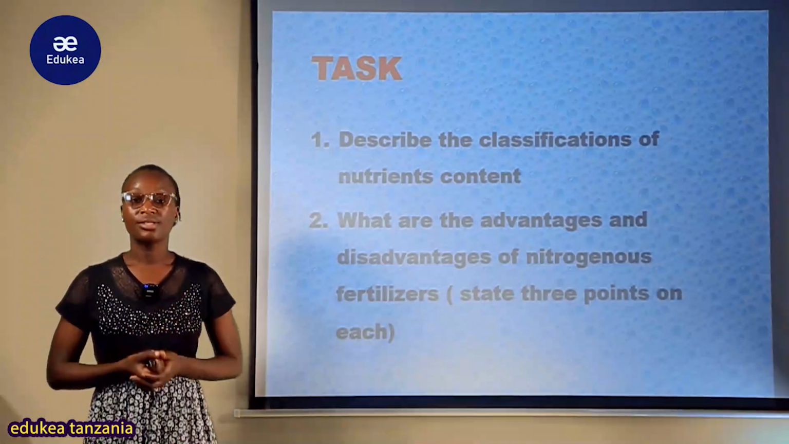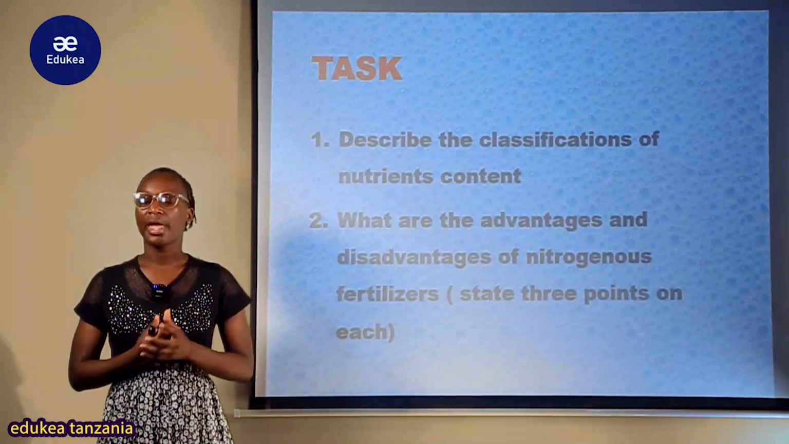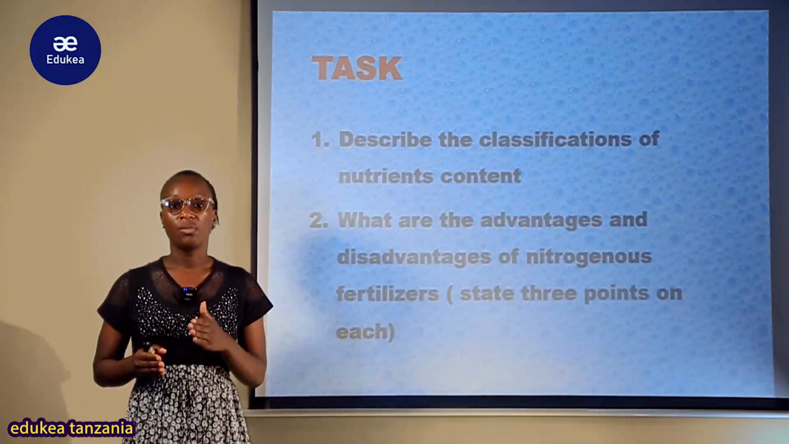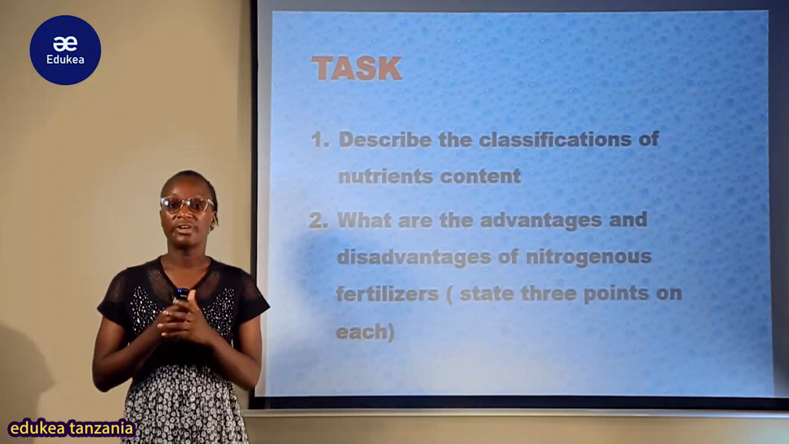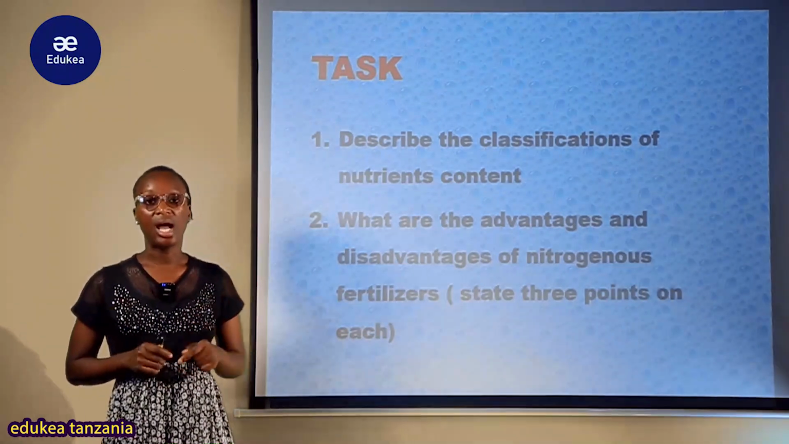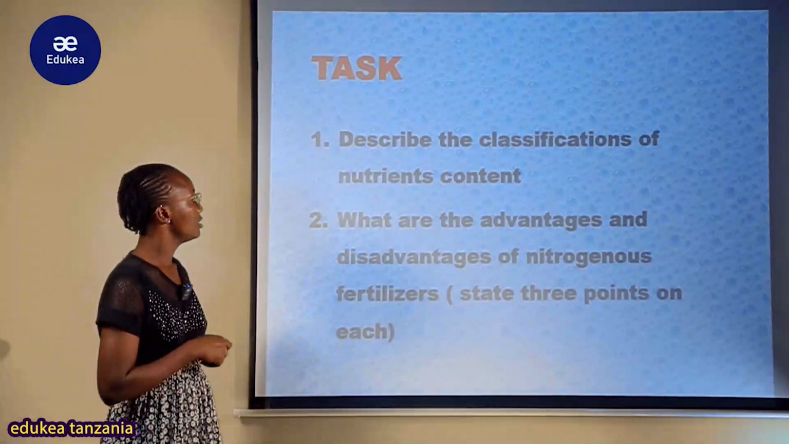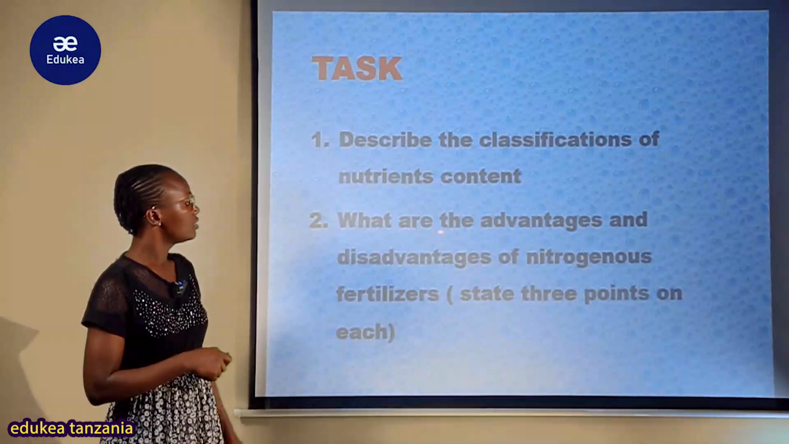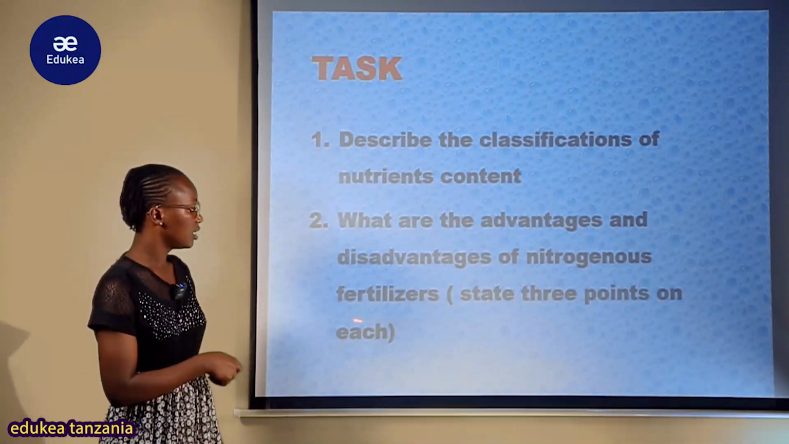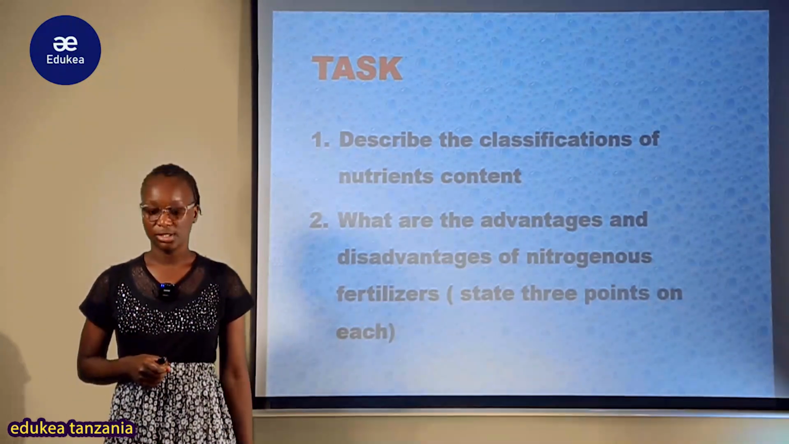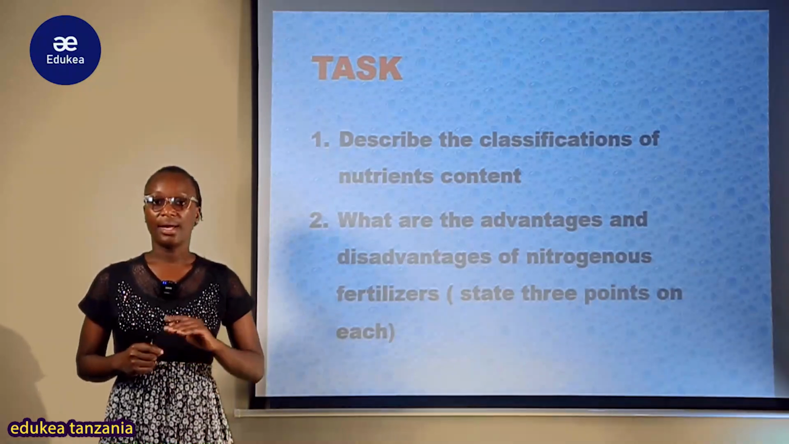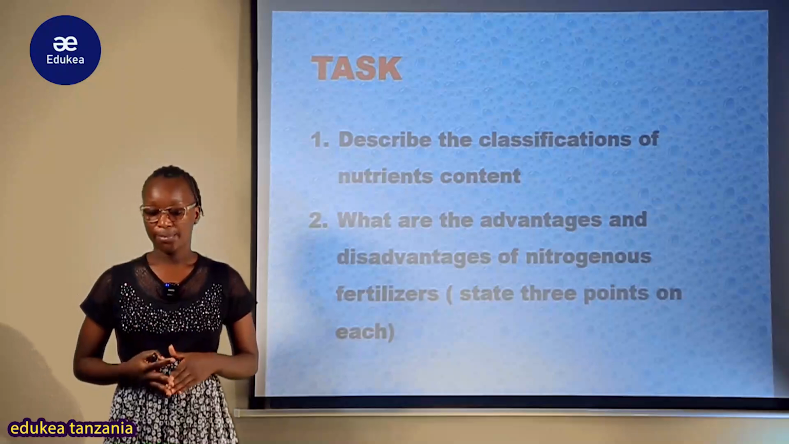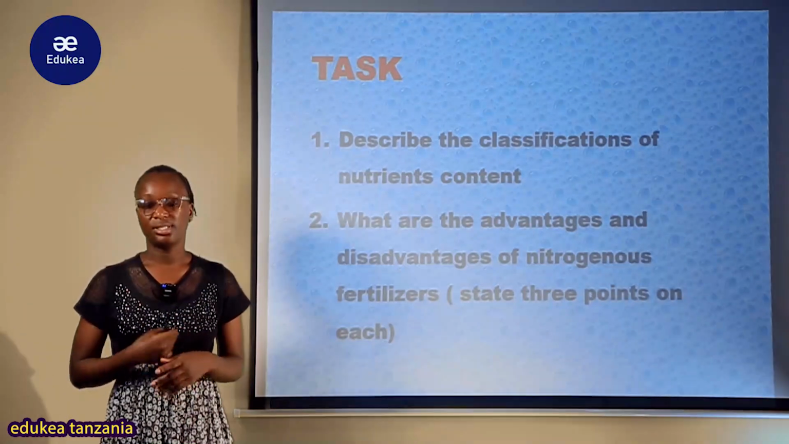But also, my student, there is a task here for you. The aim of this task is to ensure that you make your time kujaribu kufanya majaribio. You need to have a trial so you can be perfect katika hivi tunavyojifunza. The question is, describe the classification of nutrient content. Also, what are the advantages and disadvantages of nitrogenous fertilizers? 3 points on each. Kila moja maybe advantages were 3, disadvantages were 3. So I hope you will have a nice time to attempt the task.